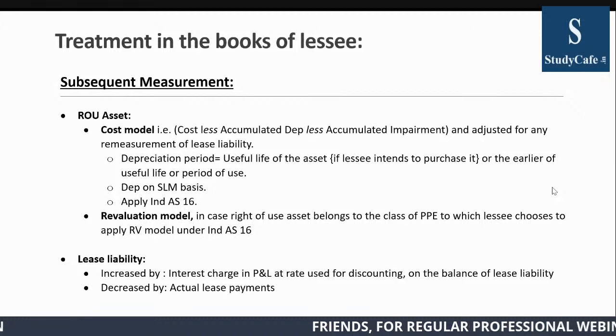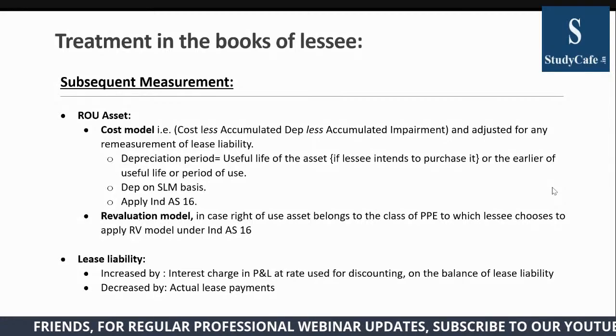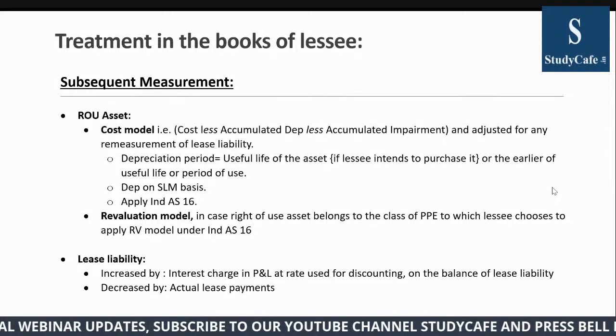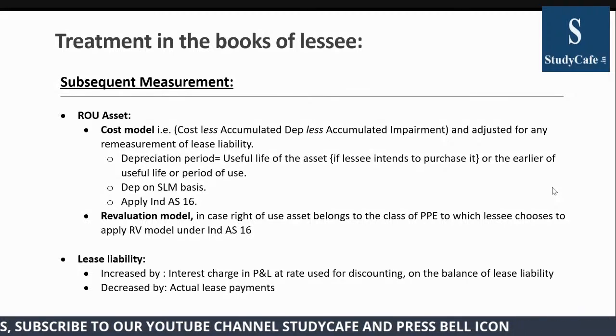So, the only thing that is required to be understood in this case is the depreciation period, which is either the useful life of the asset if the lessee intends to purchase it, or the earlier of the useful life or the period of use. That means the lease term.